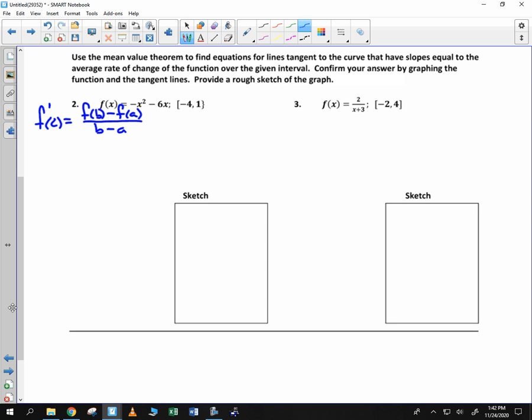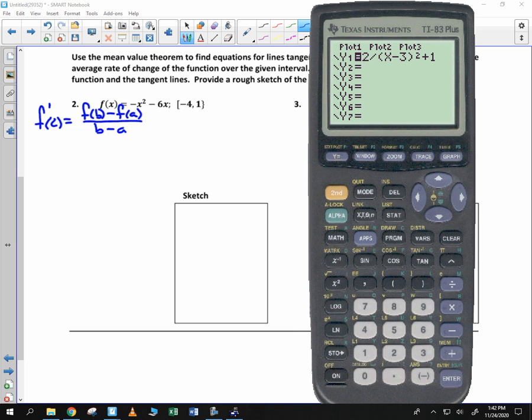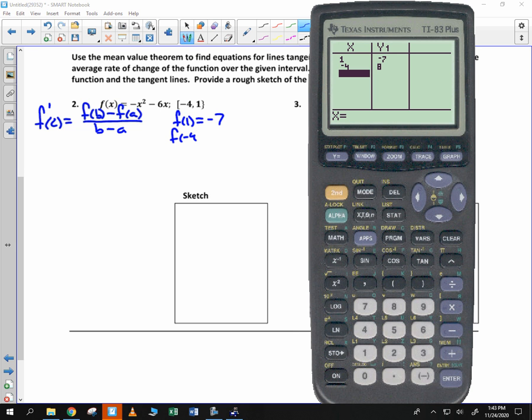And what I'm going to do right now is focus on the right-hand side. I can get a really good picture of this, okay? I'm going to type in negative x squared and then minus 6x. And we are going to evaluate that at 1 and at -4. Make sure you do the order correctly so you don't mess it up. So we have f of 1 is equal to -7, and f of -4 is equal to 8.